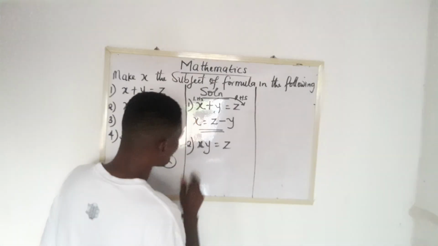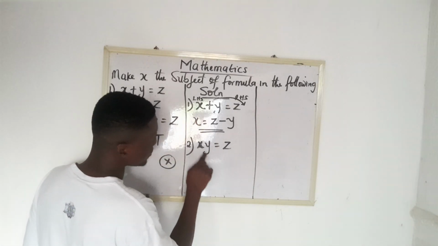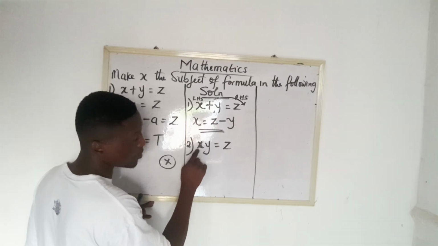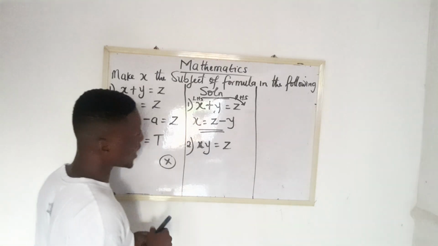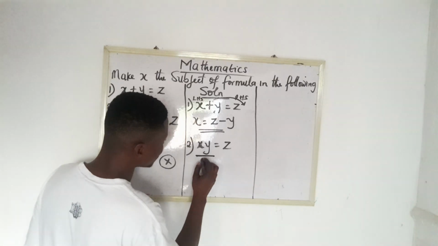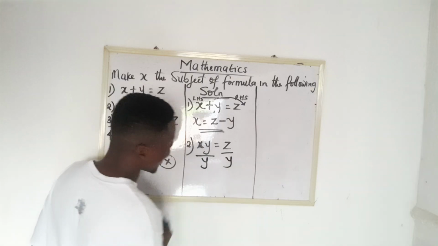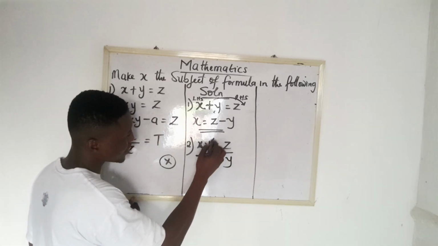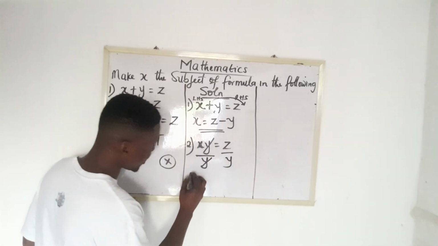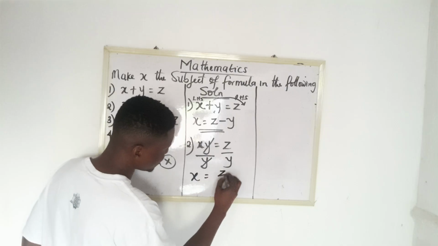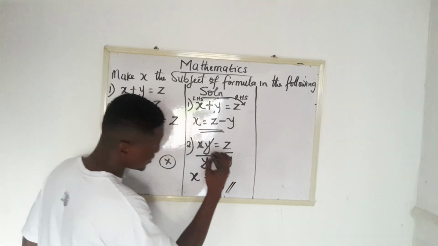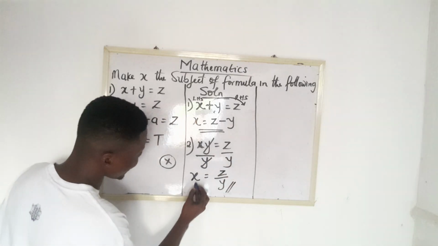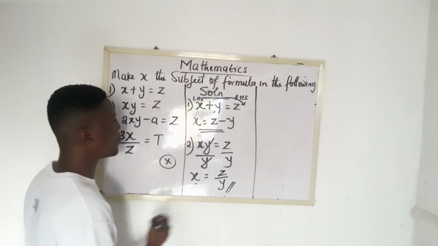So in this case, what I have beside the x is y. In order to make x the subject of formula, I am going to divide both sides of the equation by y. Y cancels y here. You are left with x equals z all over y, and this is the final answer. You can see that our x is now the subject of formula.